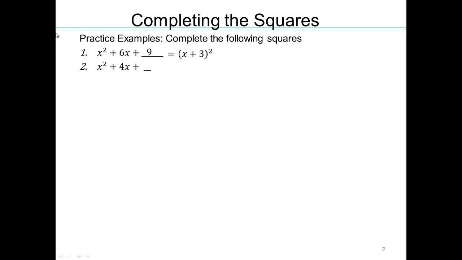So how do we complete squares? You take the middle number here, chop it in half, and square it. That's how you know what this is going to be. 4 halves would be 2. 2 squared will be 4, which will give you (x + 2) squared. All right, try that on your own.